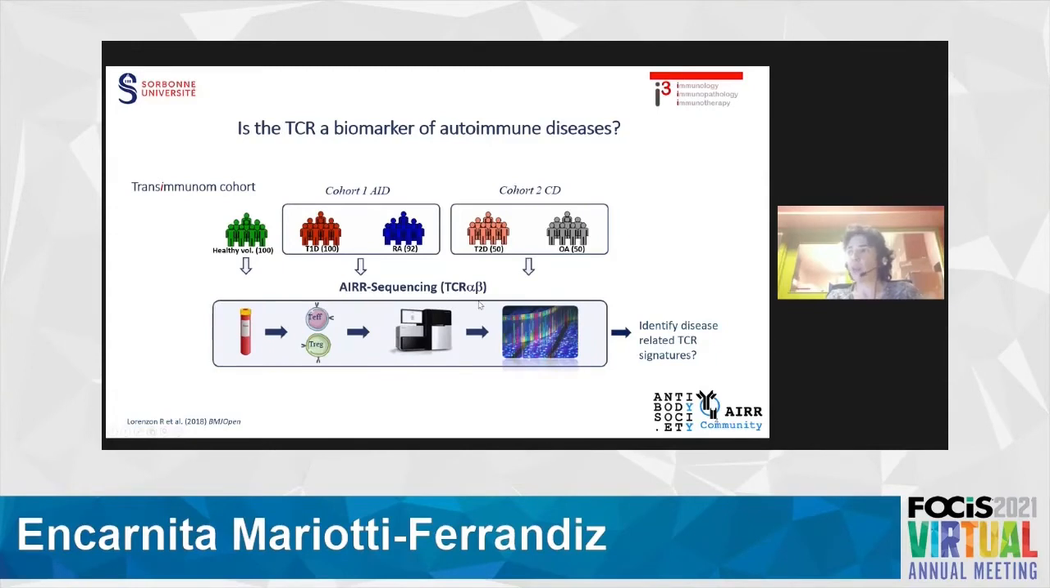For that, we performed AIRR-seq TCR alpha beta sequencing on blood CD4 T effector cells and CD4 regulatory T cells that were sorted, and for which we applied molecular biology and next generation sequencing. The idea behind it was to see whether we could identify disease-related TCR signatures, and what we call a TCR signature is a collection of TCRs that could define a condition compared to another one.